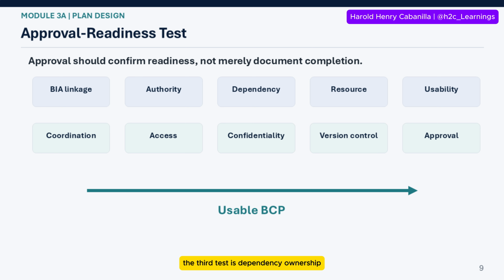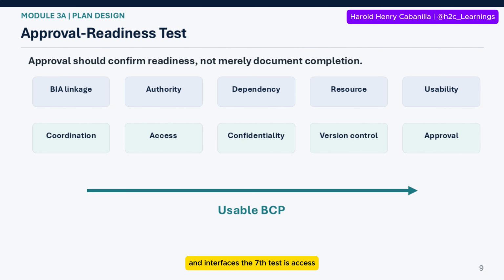The third test is dependency ownership. Critical dependencies must have owners, alternates, validation methods, and update triggers. The fourth test is resource readiness. Required people, sites, systems, suppliers, information, and other resources must be sufficiently defined for the plan to be usable. The fifth test is usability. The plan must be understandable, structured, and practical for intended users. The sixth test is coordination. The BCP must connect with relevant specialist plans and interfaces.